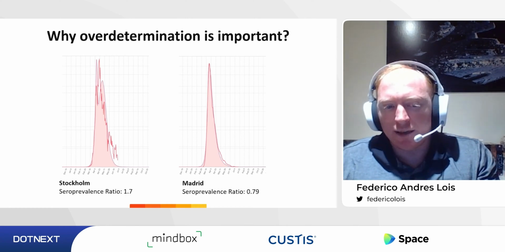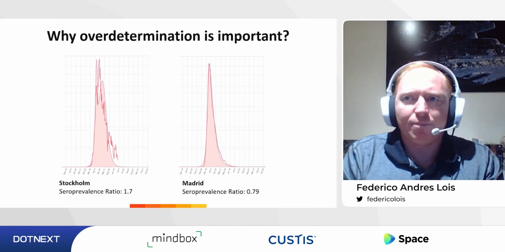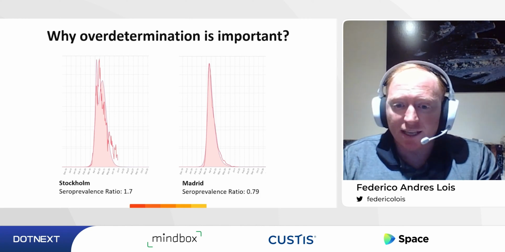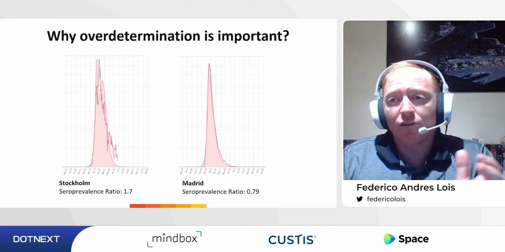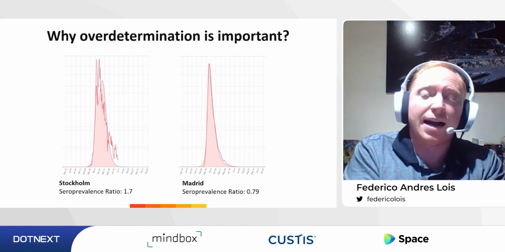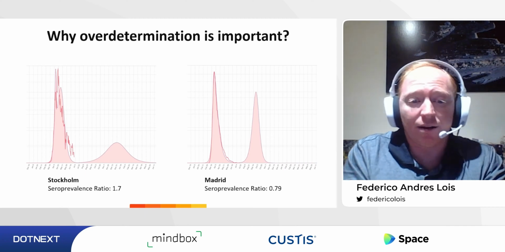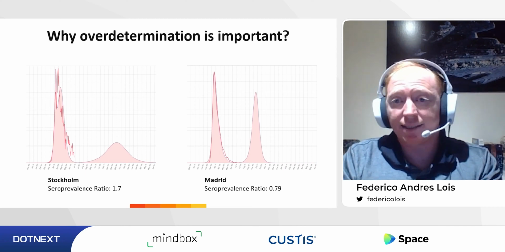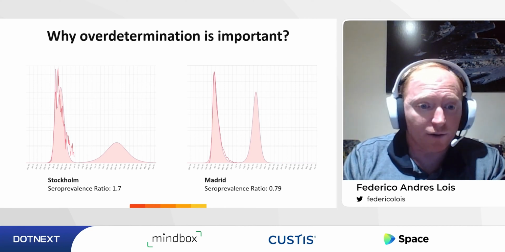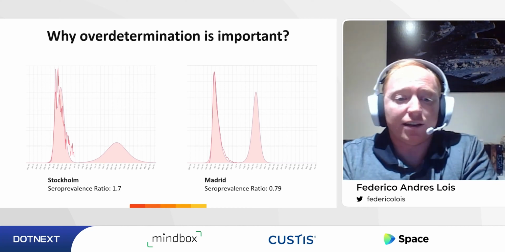But the thing is, when you look at the seroprevalence ratio from Stockholm, you figure out that it's 1.7. And if you look at the Madrid one, you find 0.79, which means that in Madrid, the virus moved more into the vulnerable cohort than into the healthy cohort, which is the inverse of what happened in Stockholm. So based on our model, Stockholm is going to have a smaller second wave. And it makes sense, because if the deaths come from the vulnerable cohort, not from the other one, and you cut the virus's access to that cohort, you are not going to have deaths.